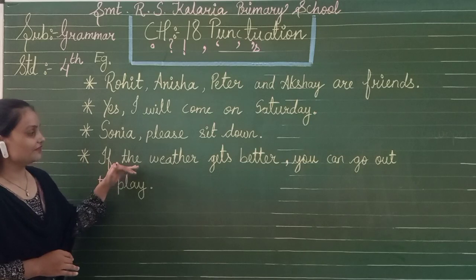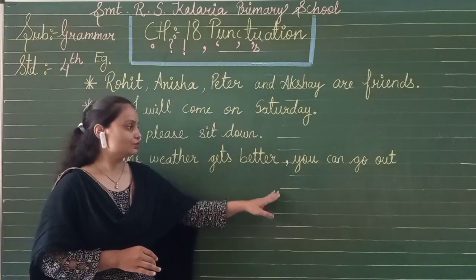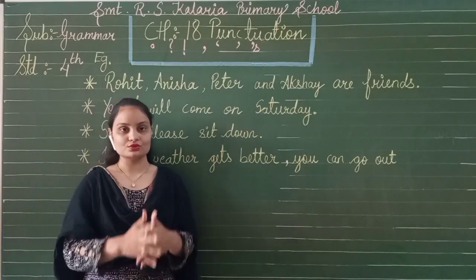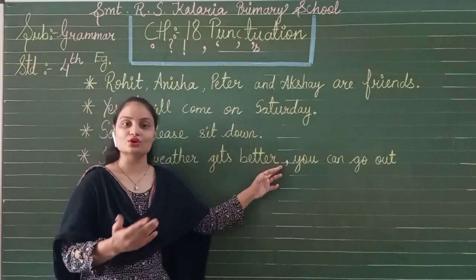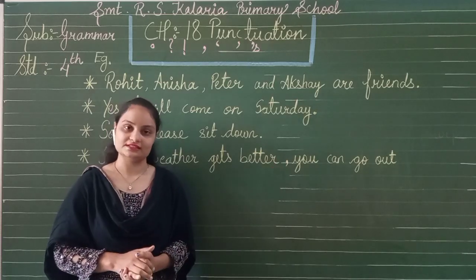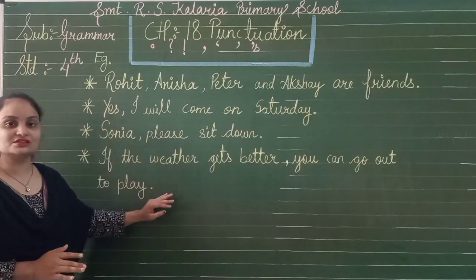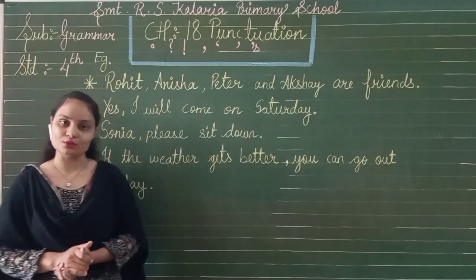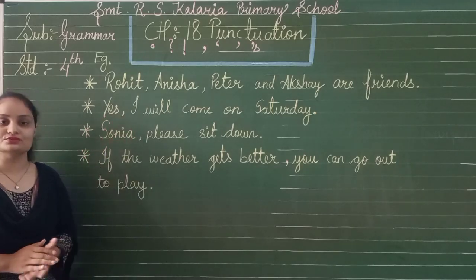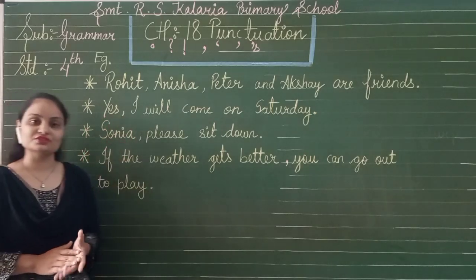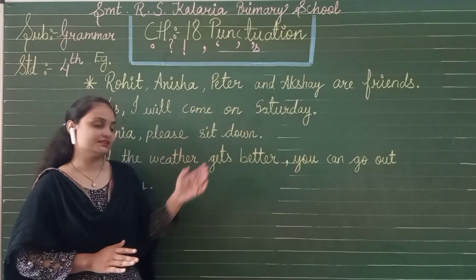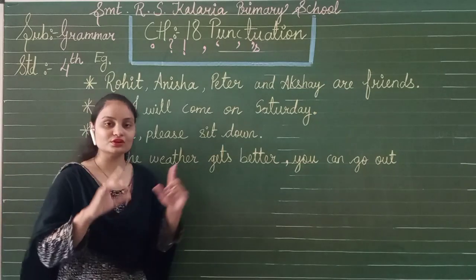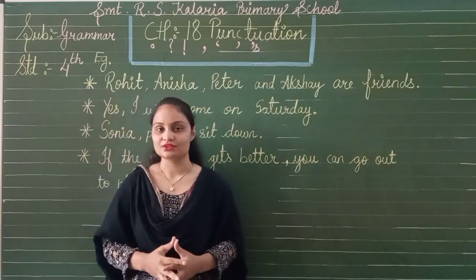Next is, if the weather gets better, you can go out to play. Here there are two parts of the sentence. So we are adding a comma here to break this sentence. Okay, so it is clear with all these sentences how to use a comma. To separate words we are using a comma. For introductory words we are using a comma. To separate the name of the speaker or the listener from the sentence we are using a comma. And to give a short break between parts of the sentence, then also we are using a comma.